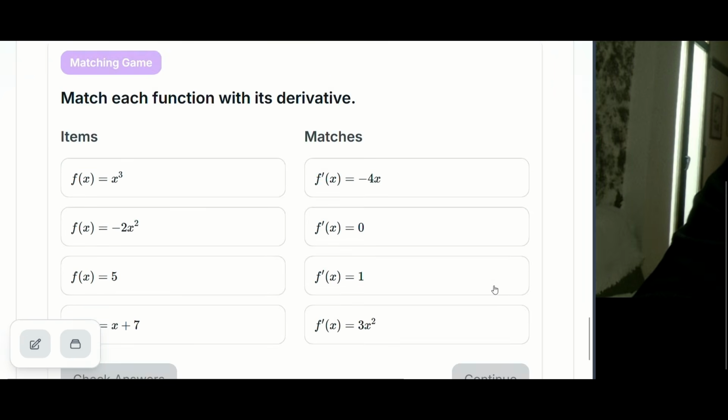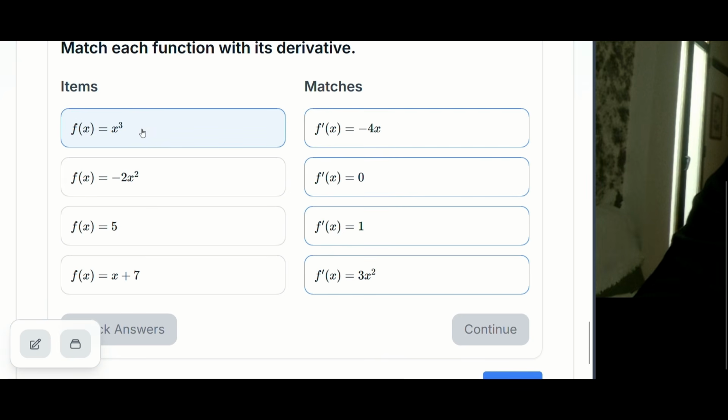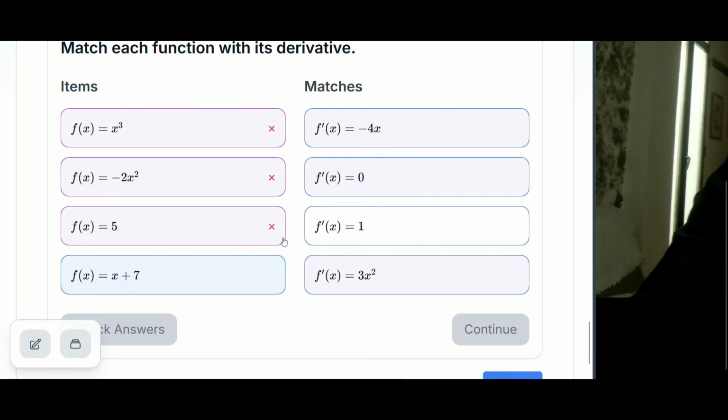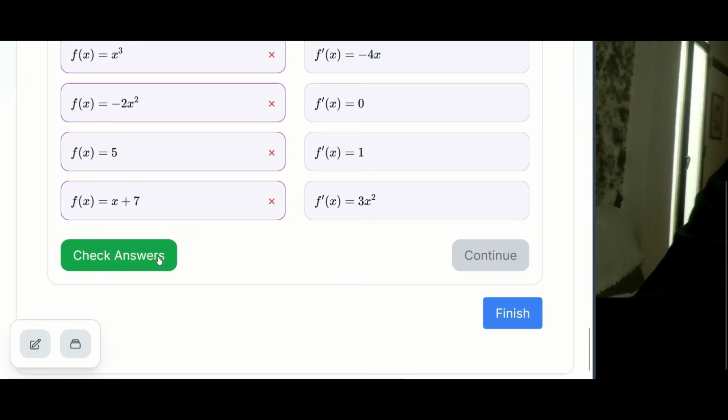And match each function with its derivative. So x cubed, we already know that goes to 3x squared. The 3 comes out to the front. Minus 2x squared is going to be minus 2 times 2 is 4, and then x to the power of 1. So minus 4x. Any constant goes to 0. And x, technically that's x to the power of 1. That will go to 1.